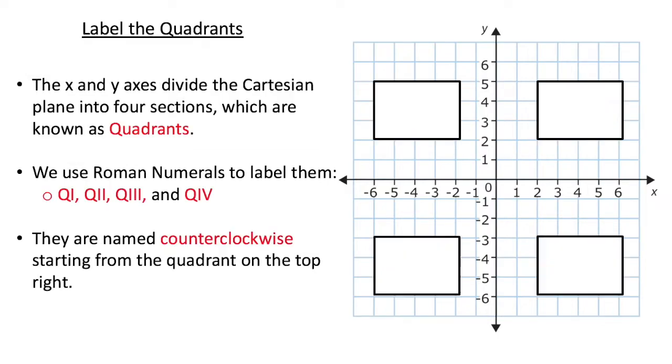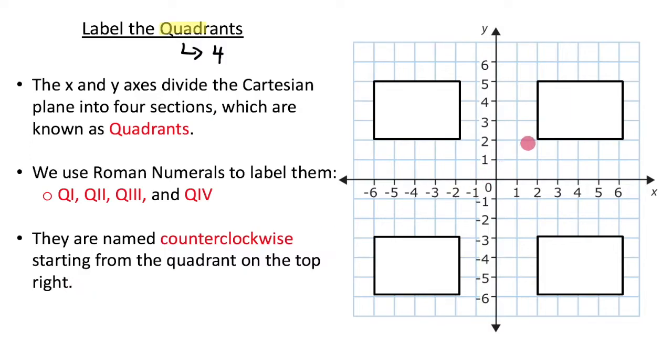Let's now move on to labeling the quadrants of the Cartesian plane. Now the word quadrant, hopefully you see the word quad in there. You might think of something like a quad bike. Quad just means 4. So the x and y axes divide the Cartesian plane into 4 sections, which are known as quadrants. We use Roman numerals to label them, Q1, Q2, Q3, and Q4. They are named counterclockwise, starting from the quadrant on the top right.